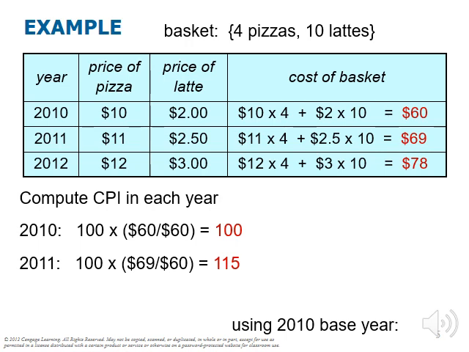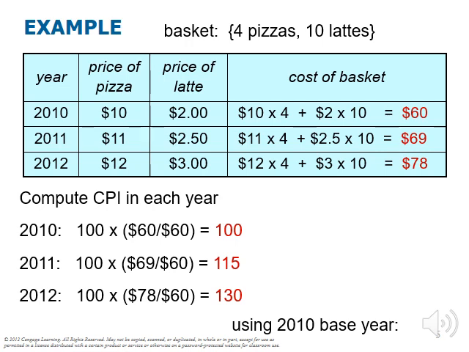The CPI is always 100 in the base year. In 2011, the cost of the basket had risen to $69. Our CPI will be calculated as 69 divided by 60 multiplied by 100. Our CPI in 2011 is 115.